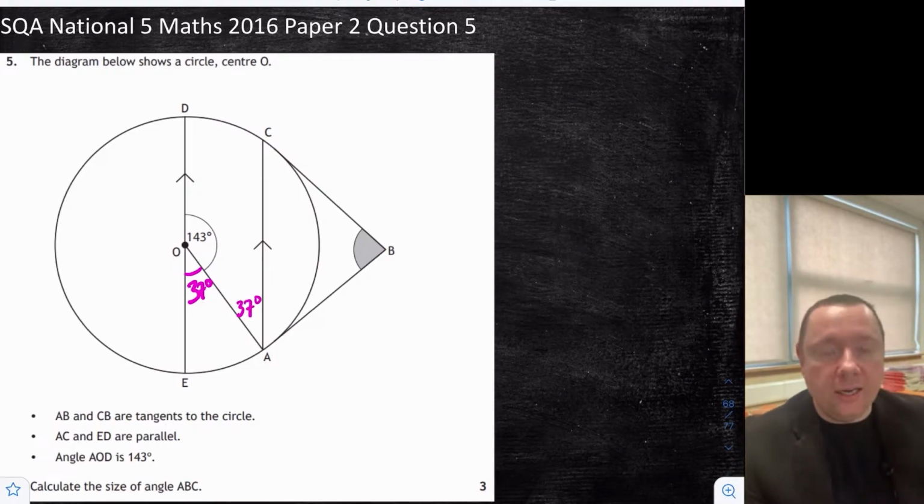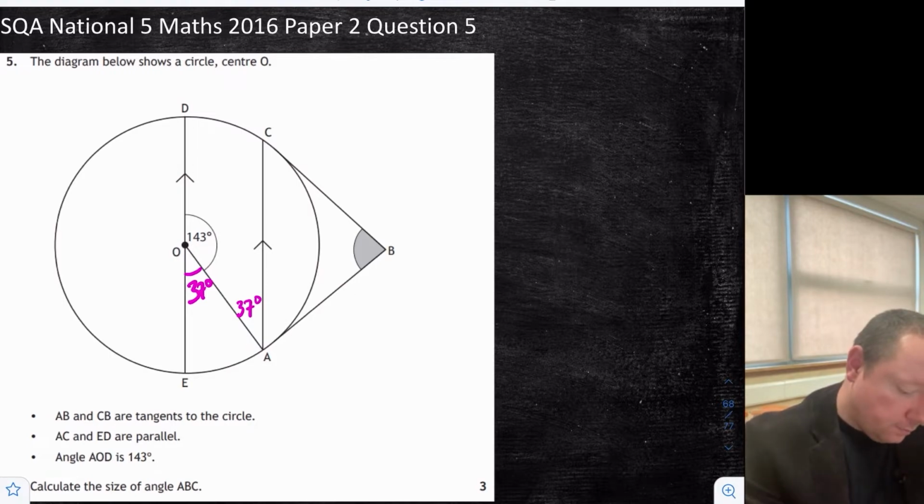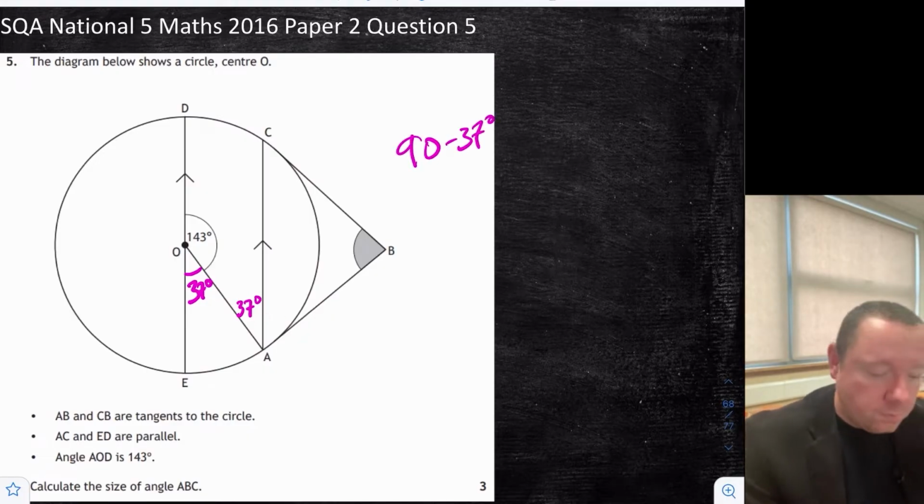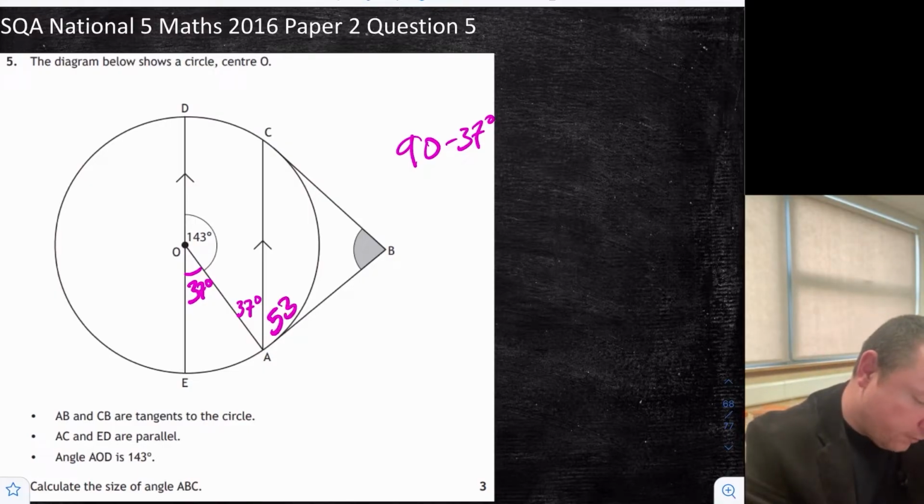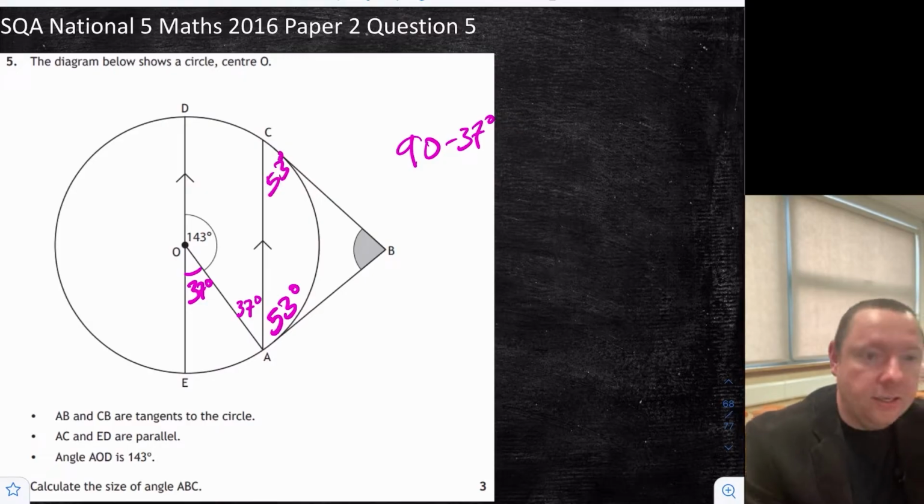Then a little trick. We've got a radius meets a line outside the circle, a tangent, at right angles. These two angles add up to 90. So I can do 90 minus 37 because that's a right angle, and that gives you 53. So we now know that's 53 degrees, and because this is symmetrical, that is also 53 degrees.